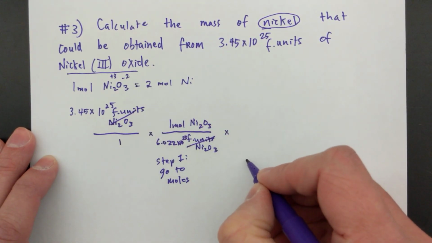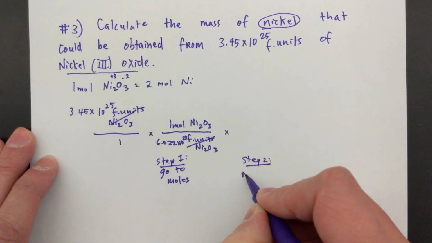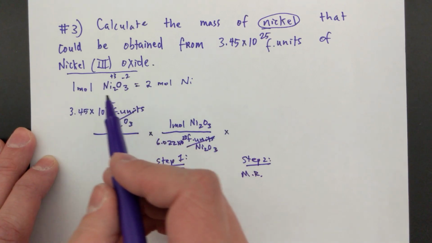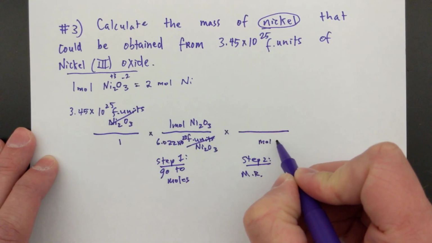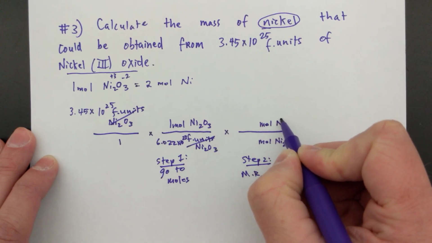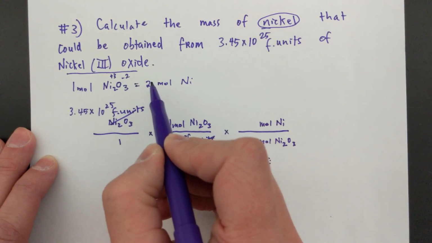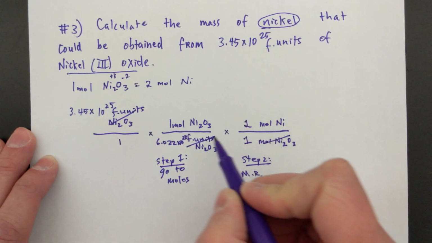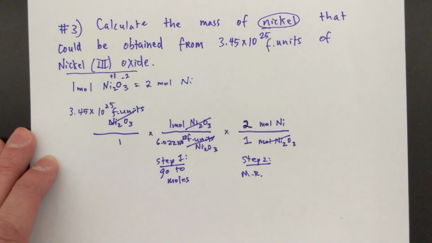My next step then is to use the mole ratio that we wrote, and that's going to be this one here. Again, I'm strictly canceling units first, always focusing on units, and then the numbers that are associated with those units are just going to tag along. So that forces the 2 on top.